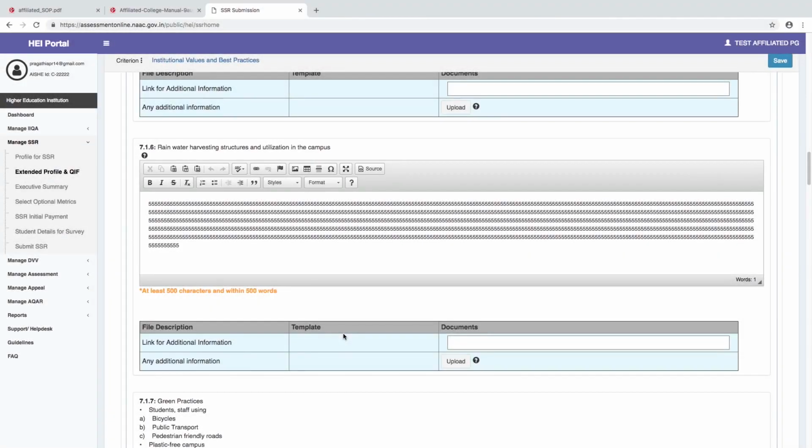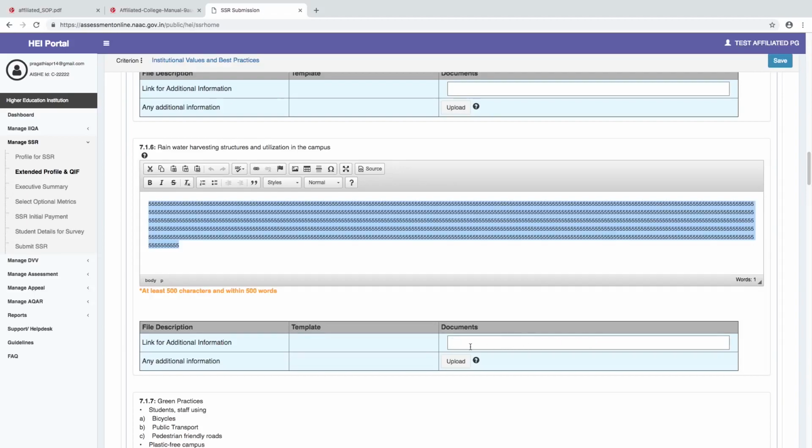As it was said before, NAAC has the capability to host data up to 5 MB for each institution, because of which additional information is sought in links here. This metric is about rainwater harvesting, which is a QLM, qualitative metric, where you would be giving text within a 500-word limit. In support of this, if you have any pictures or videos hosted on your website, you may give the link here.